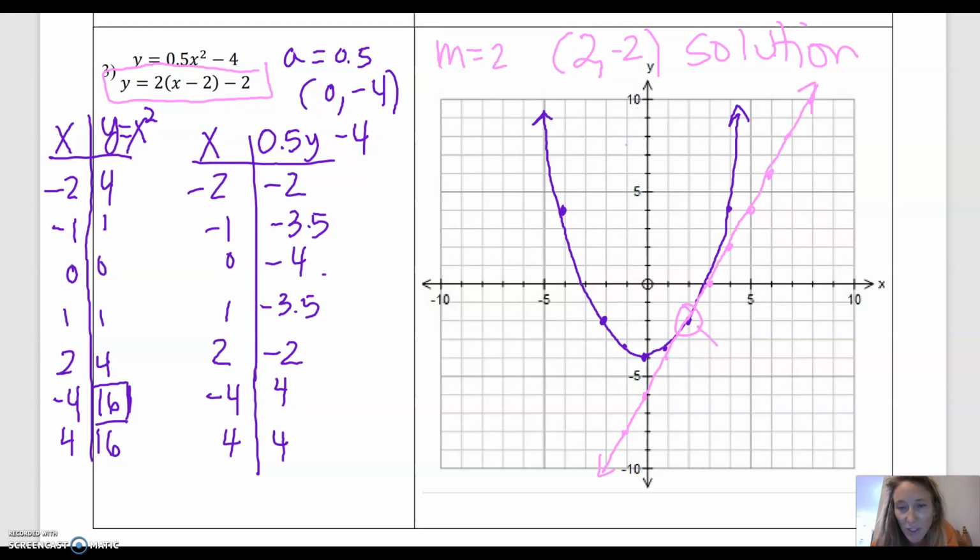So when I go to connect my dots, woohoo! I got a tangency. So I just have one solution on this. Oh, very cool. Very cool. So this was our last example.